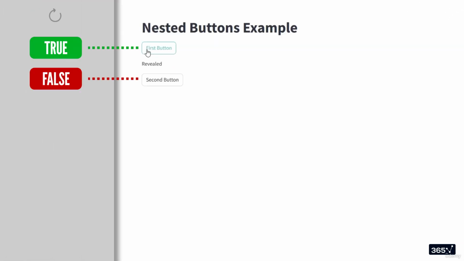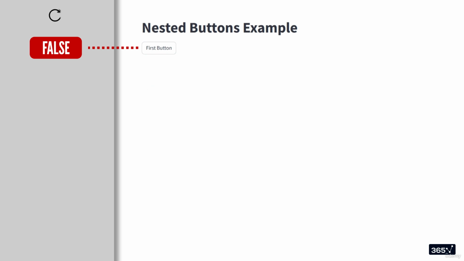The script reruns by clicking the first button, revealing the text and the second button. However, when we click the second button, the script reruns yet again. This time, the first button resets to its default state, false, as if it was never clicked, causing both the text and the second button to disappear. So, we can never reveal the text second button clicked. How do we address this?